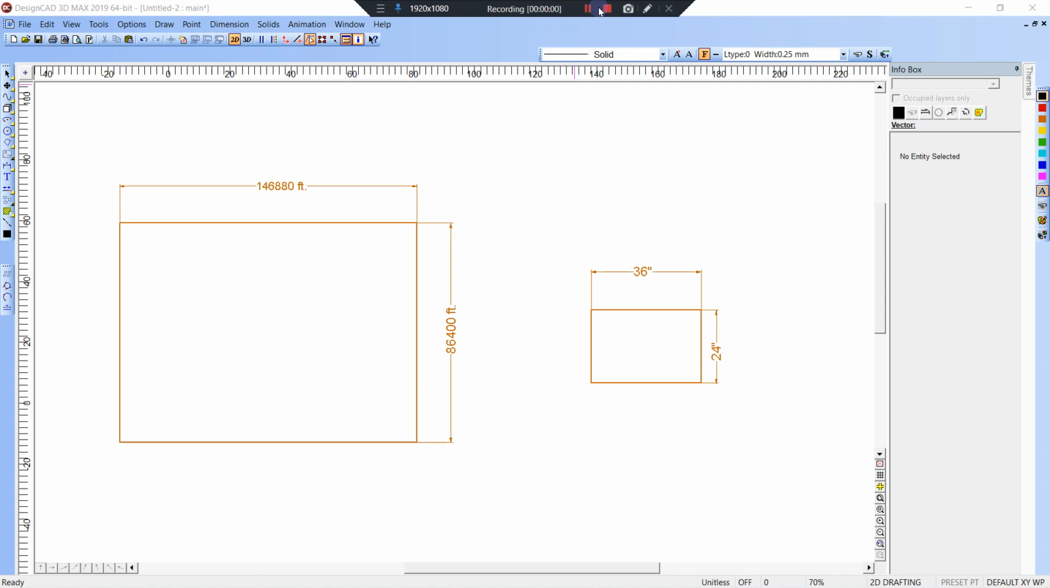All right, welcome. It's going to be my second attempt at explaining how to do scale factor for a map. So you have an actual area, right here would be 146,000 feet by 86,000 feet. And you need to scale it down to a sheet of paper that's 24 by 36.